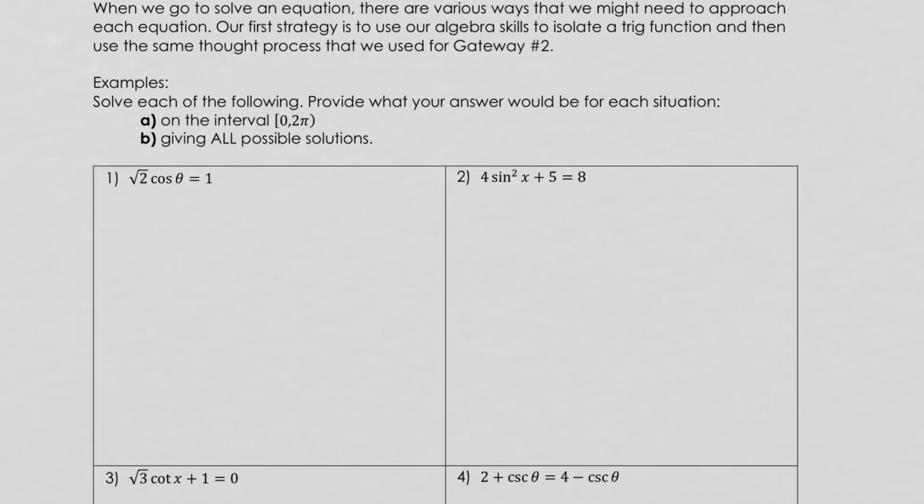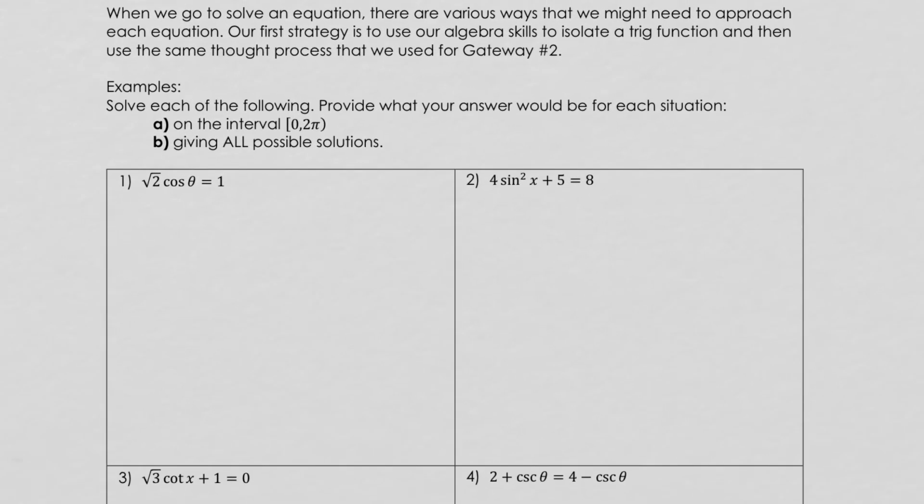All right, so now what we're going to do is solve. So we need to do a couple of things. We are basically going to use the main strategy of using algebra skills to isolate the trig function. Then we use the strategies from gateway number 2 to find all those angles between 0 and 2 pi.